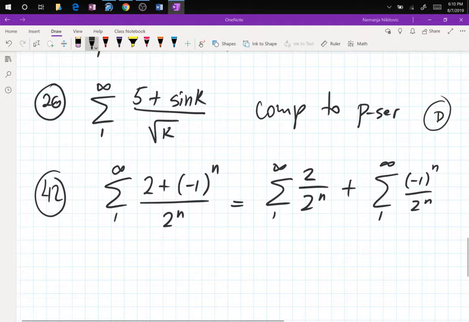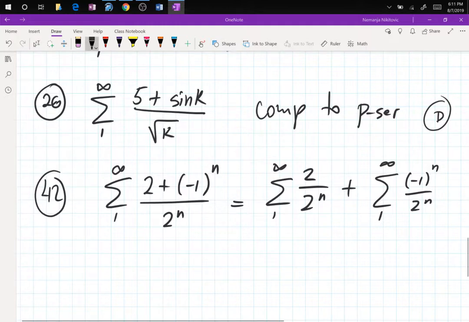44. I said should because I haven't done the problem. I was just looking at it, knowing what to do. K times k is k squared. Square root of k squared is just k. So this problem, when you delete the noise, which is that minus 9, it just becomes k squared. Square root of k squared is k, 1 over k. 1 over k, that's going to be harmonic, divergent. So we are expecting this one to diverge in comparison to 1 over k. So 44 should be compared to 1 over k.